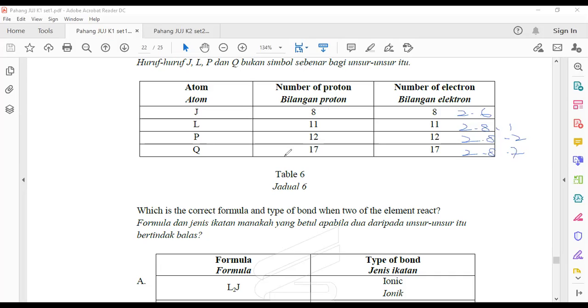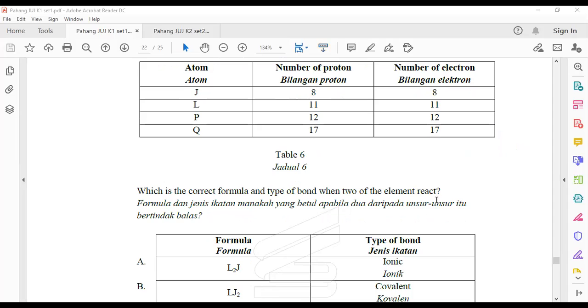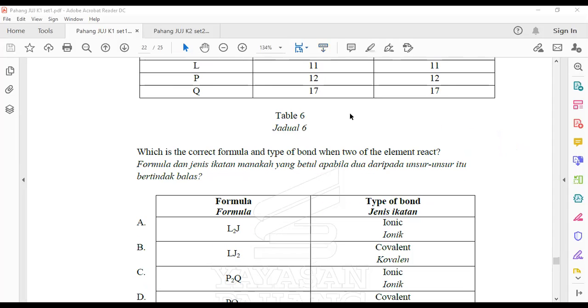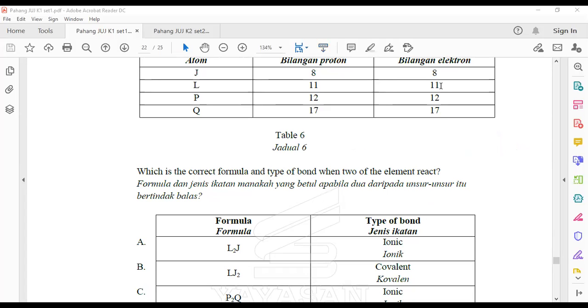Look at option A. Option A given to us is L2J. The L is a metal. The J is a non-metal. So the L will form L positive. The J will form J2 negative. Take the number 1 cross it, take the number 2 cross it. So you are getting L2J, and it is an ionic bond. That's why your answer is A, apple. Now what about this? LJ2 covalent, wrong.